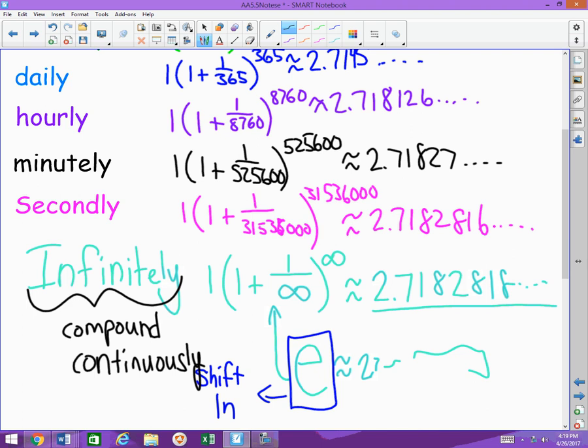Now, if you were investing money at a bank, they aren't going to give you compounding continuously interest. They might compound it quarterly or maybe monthly if you're lucky. But compounding continuously could be something like ants growing in your yard. So just remember the value of E is approximately 2.71828.